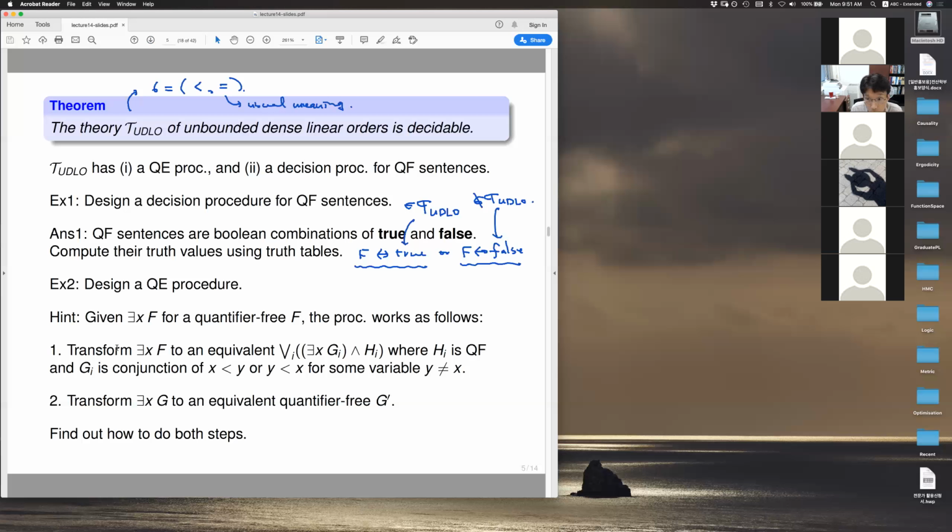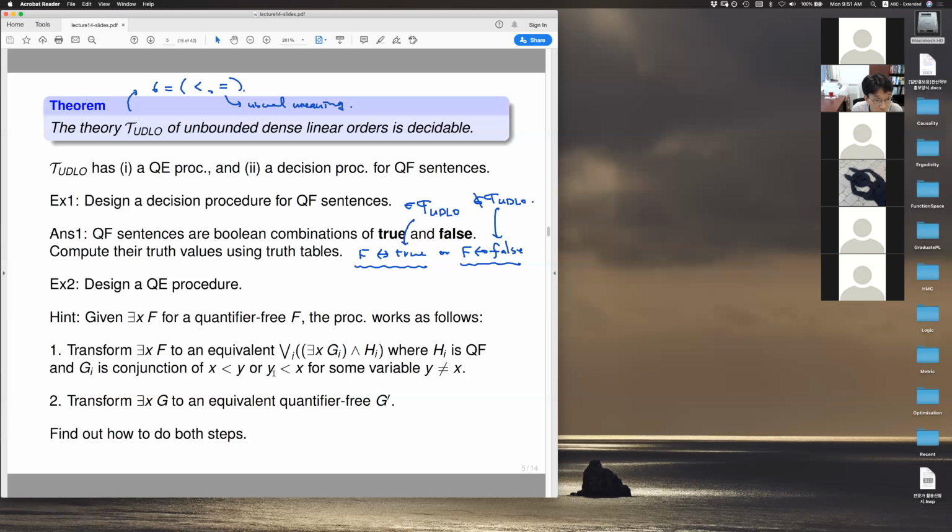We're going to do it in 2 steps. The first step is, because f is a quantifier-free formula, we can massage it. We will change it in such a way that exists x dot f becomes equivalent to a bit more complicated formula, but it's actually quite simple. It has disjunctions and conjunctions, but the part with an existential quantification is really simple. It's just exists x gi.